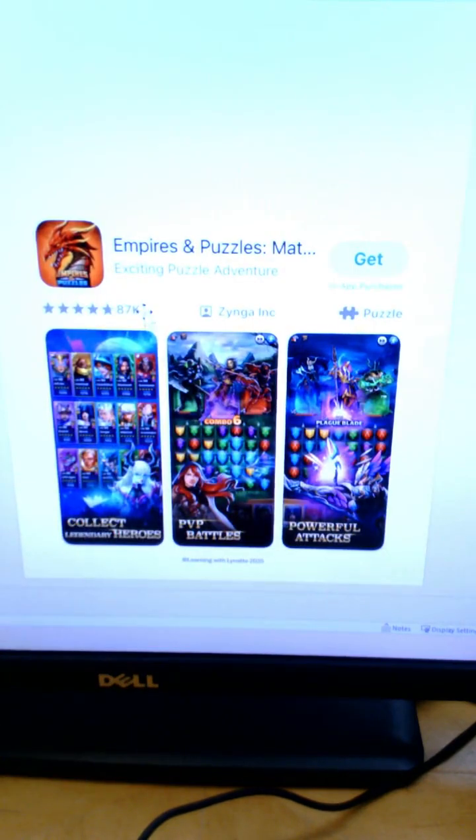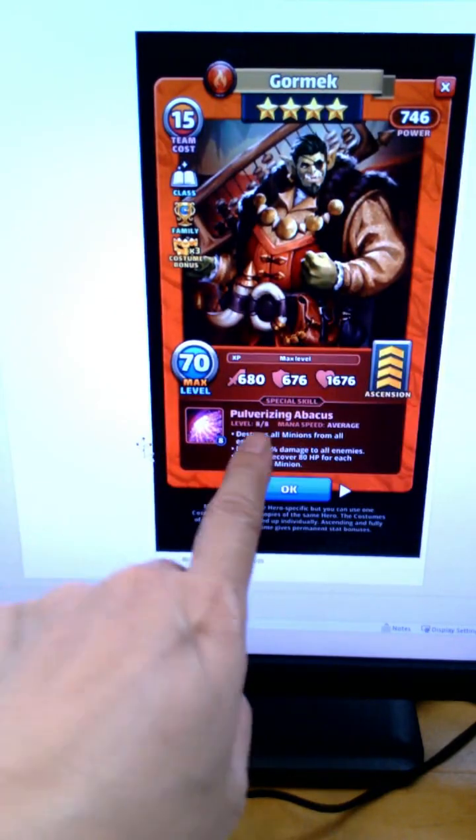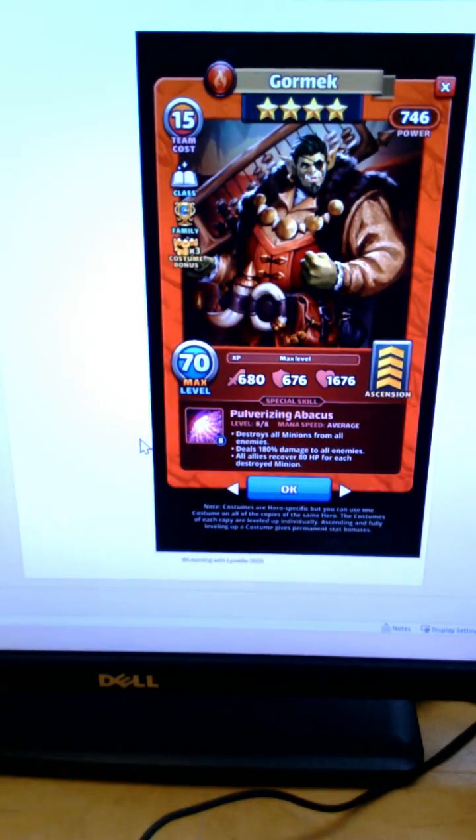And then my kids were playing this one game called Empires and Puzzles. It's some sort of matching game, which is kind of cool. And he noticed, it was funny, that one of the characters was a pulverizing abacus. I'm telling you, abacus is everywhere if you really look at it. You just gotta pay attention, and it would be like, oh my gosh.